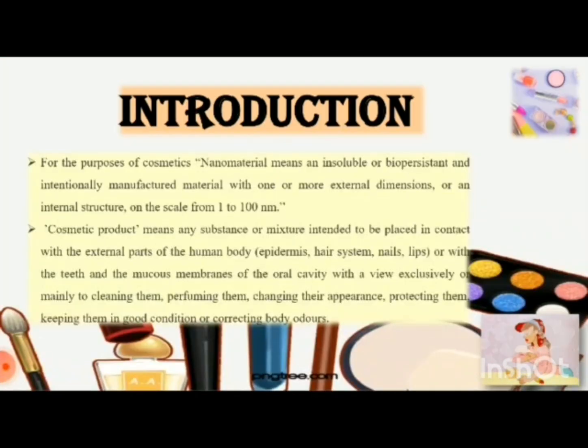Introduction. Nanomaterials for the purpose of cosmetics can be defined as insoluble or amorphous materials that are manufactured intentionally and vary in size from 1 to 100 nanometers. Cosmetic products are products or a mixture of substances that are placed in contact with our external parts of the body like hair, nails, lips or the skin for the purpose of cleaning, perfuming them, protecting them or changing the appearance and correcting body odors.